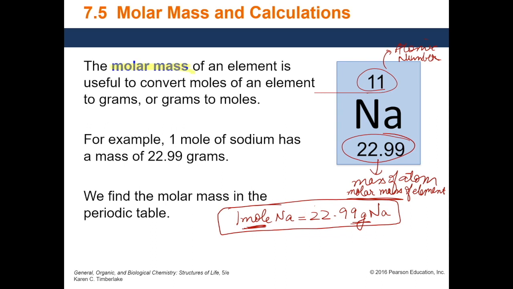So molar mass of an element is the mass of 1 mole of an element, and this is basically used as a conversion factor. Like if you write it in this form, you can use it as a conversion factor.